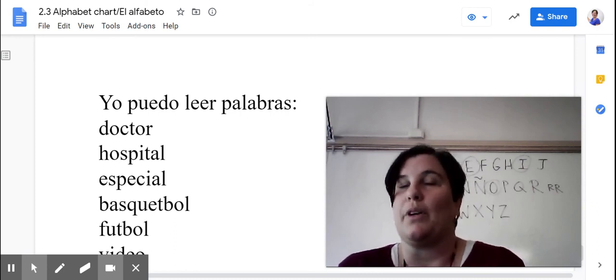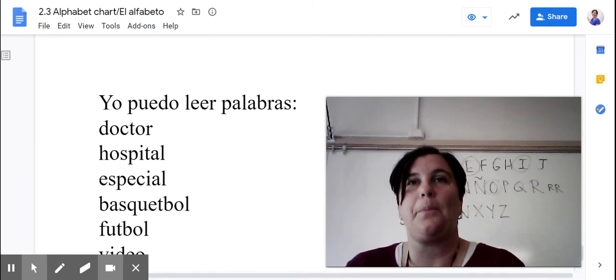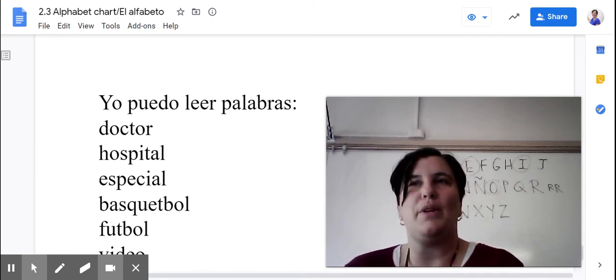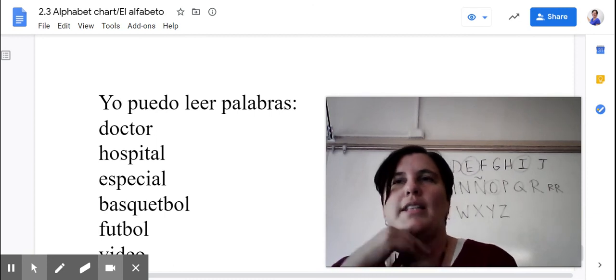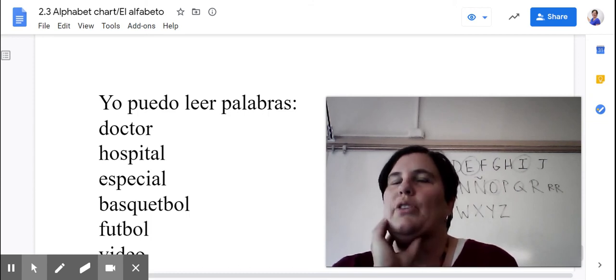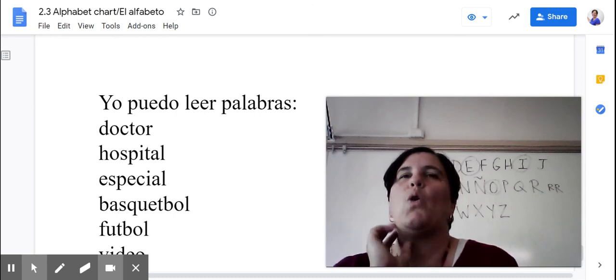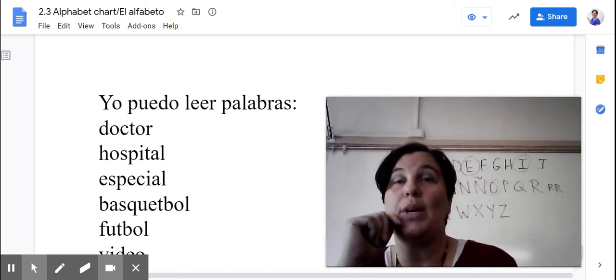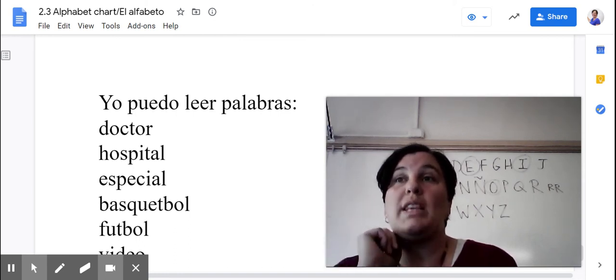Okay, this next word right here. This word's the same in English and Spanish as well, but we don't pronounce it the same. Okay, there's that H. Señor said the H is silent, so we're not going to say the H. And the O says O, and the I says E, and the A says A, so I'm going to say hospital. Repite. Hospital. Hospital.